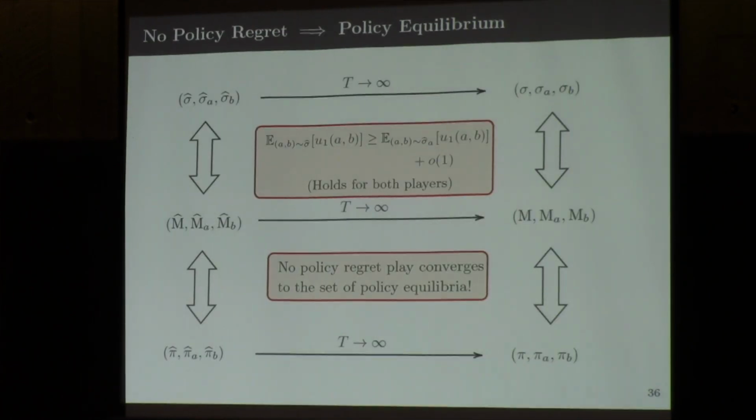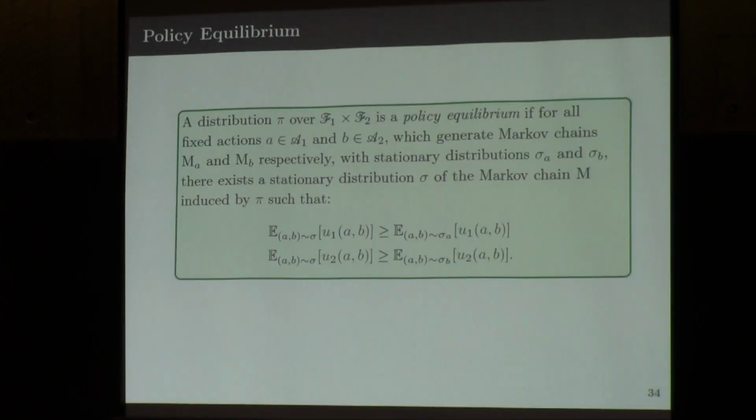Furthermore, if each player does play according to a stable no regret algorithm and achieves a sublinear policy regret, then what we can show is that the no policy regret play converges to the set of policy equilibria. Where again, as I said earlier, the policy regret equilibria are special solutions, distributions over strategies of the players, such that if a player deviates from its strategy by playing a different action or different strategy, and takes into account also how the other player would react, there's no incentive for it to deviate. Okay?